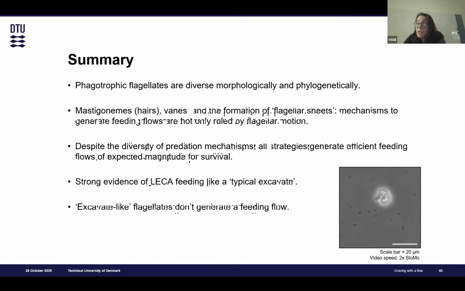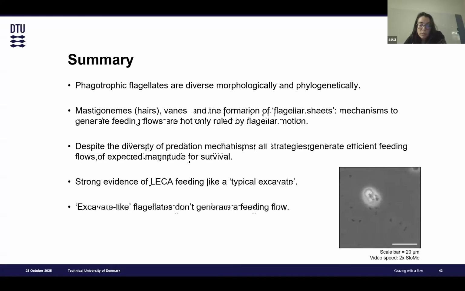My knowledge of other types of mastigonemes is very minimal. In the case of Chlamydomonas, I don't recall how they use them, but mastigonemes are not only generating this feeding flow more efficiently; from the observations I have, they are also a sensory structure. So I can imagine that these more floppy hairs are doing more of that function, although I've never observed it.